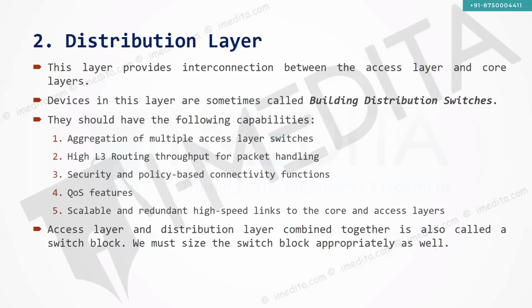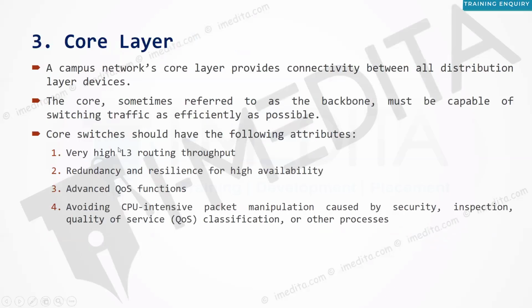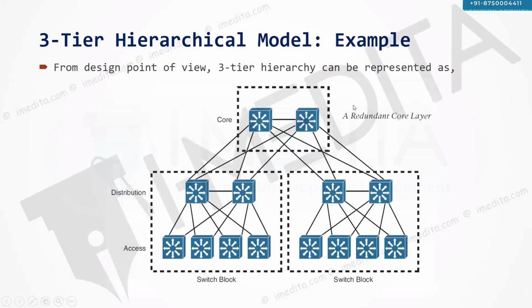higher bandwidth. The core layer consists of high-end devices. The core layer switches should be able to perform mostly everything except NAT, because generally NAT is performed on firewalls or routers, not on switches. So this is how the three-tier architecture will look. You can see the access layer, then distribution, and then core layer. So this is how we do it.